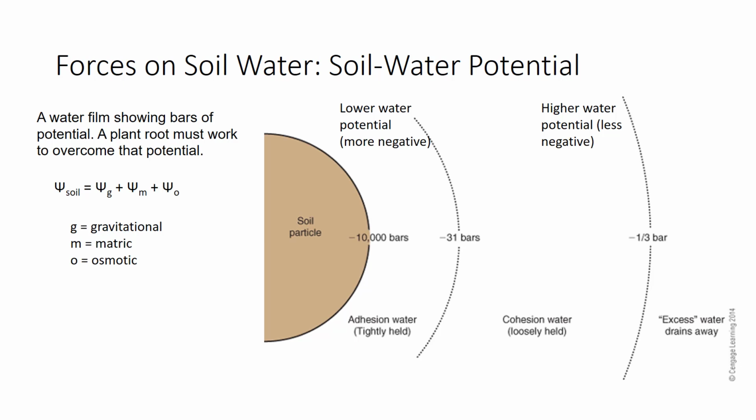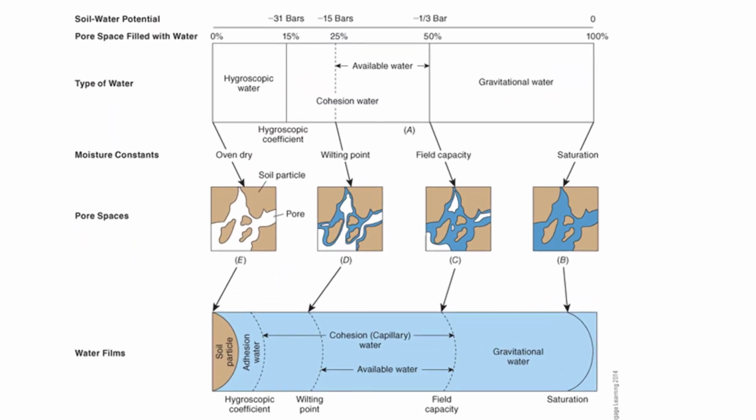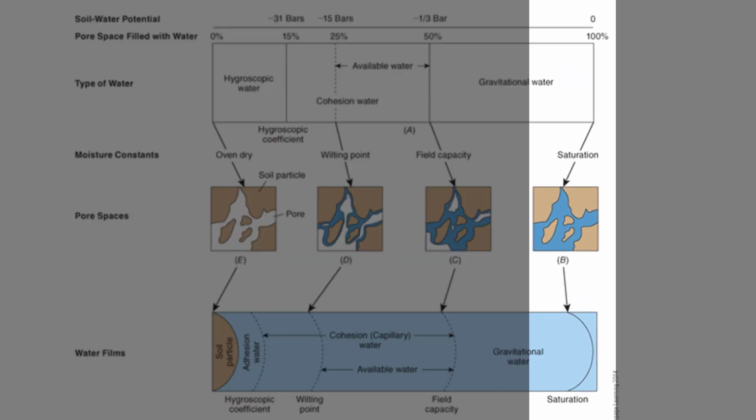The figure on the slide shows a water film with bars of potential. The force varies through the film, and the closer to the particle, the larger the negative potential, and the more work must be done to pull the water away. The potential for water in the soil as a whole is expressed as the most weakly held water in the soil. Consider what happens after a heavy rain. At first, soil pores are filled with water. This is called saturation. At saturation, matrix potential is essentially zero, and gravitational potential dominates total water potential.